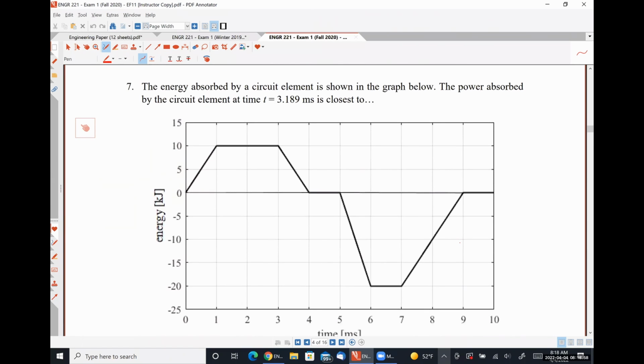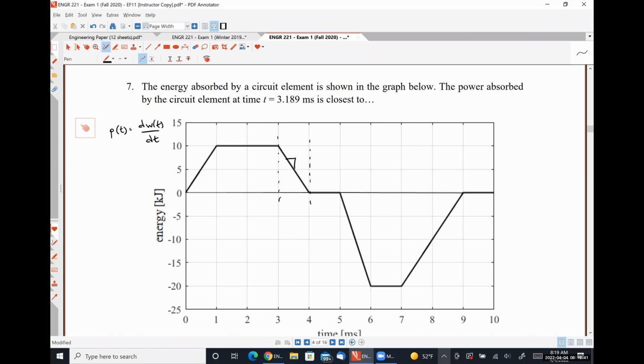All right, so the energy absorbed by a circuit element is shown in the graph below. The power absorbed at time 3.189 milliseconds is closest to... Okay, so power is equal to the derivative. So at 3.189 milliseconds, I'm just going to put this guy right here. Well, this slope is the power. So I just take the slope of that portion of the graph and I'm good to go.